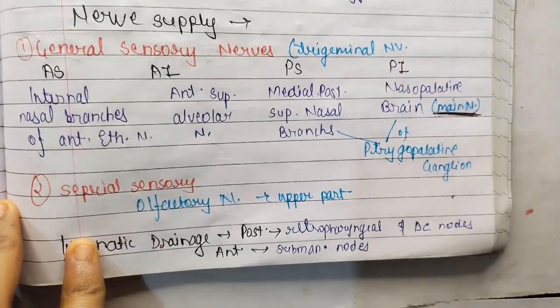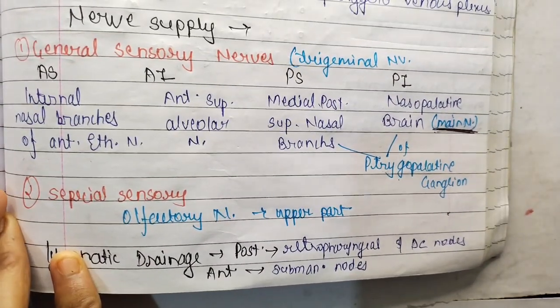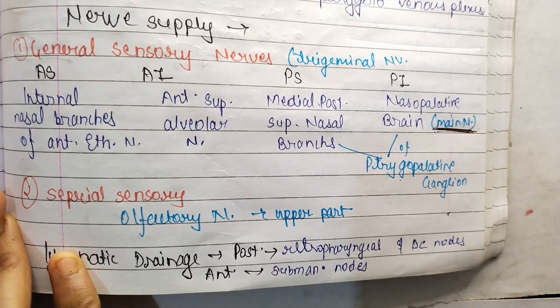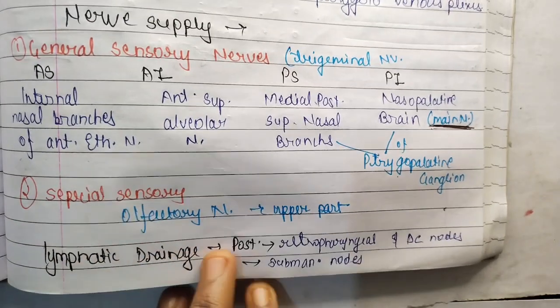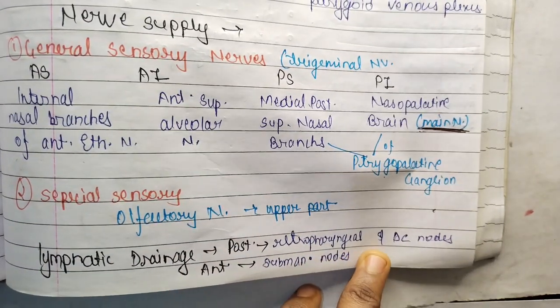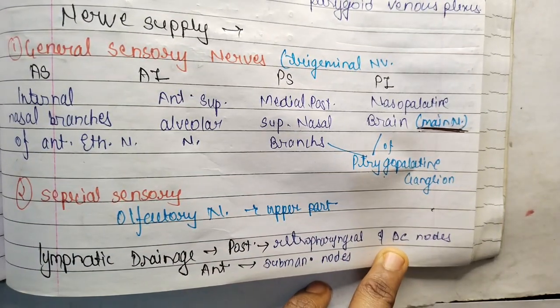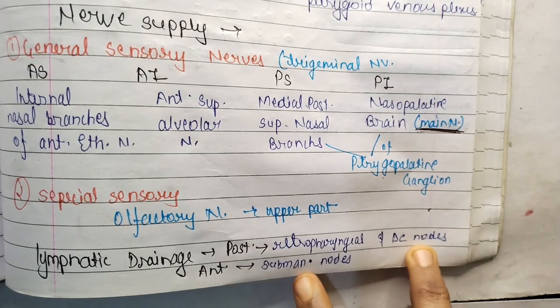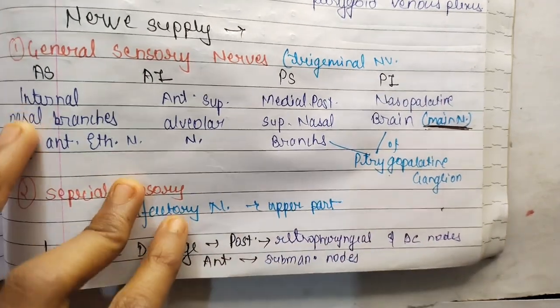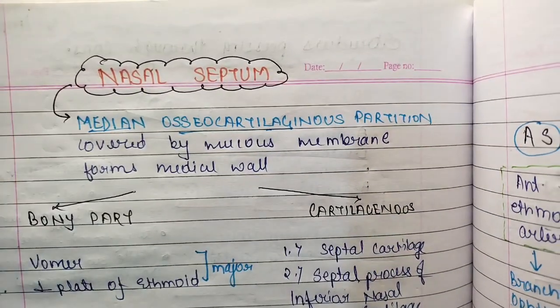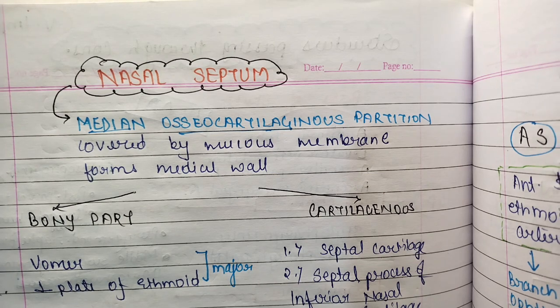Now coming to the special sensory, it is very predictable that it is supplied by the olfactory nerve, which is from the upper part. The lymphatic drainage is posteriorly by the retropharyngeal and the deep cervical nodes, and anteriorly by the submandibular nodes. So this is all about the arterial supply, nerve supply, and the venous and the lymphatic drainage of the nasal septum.